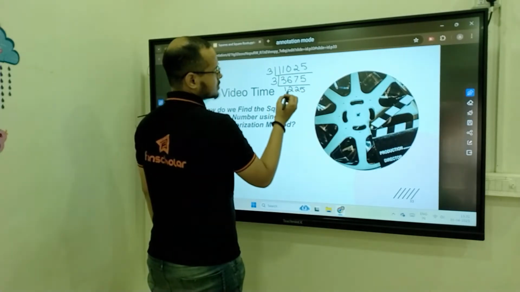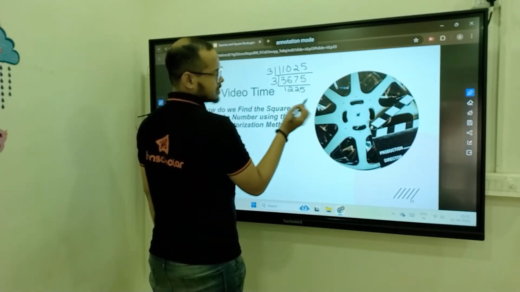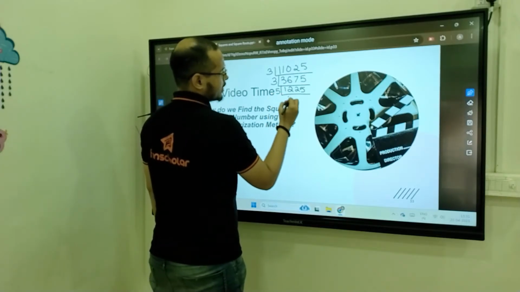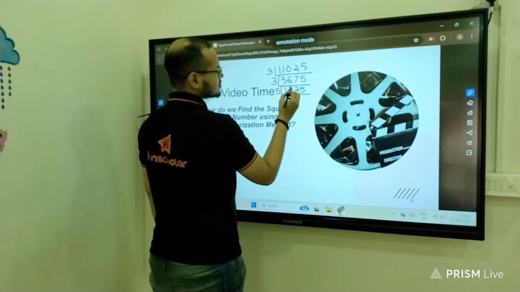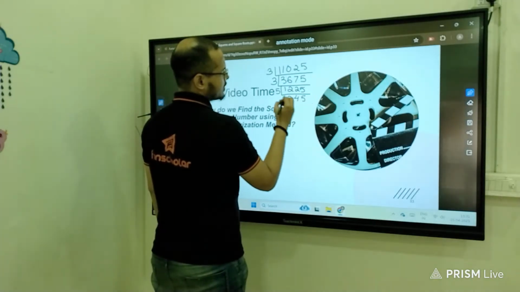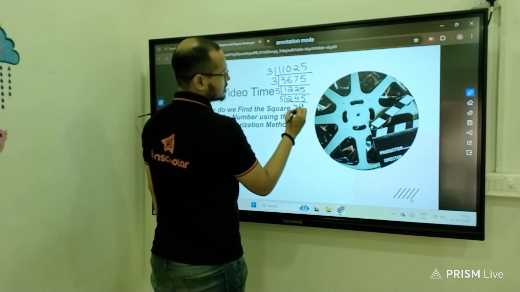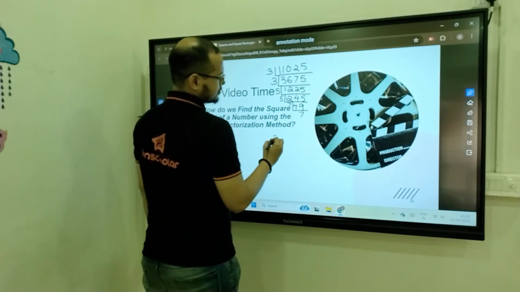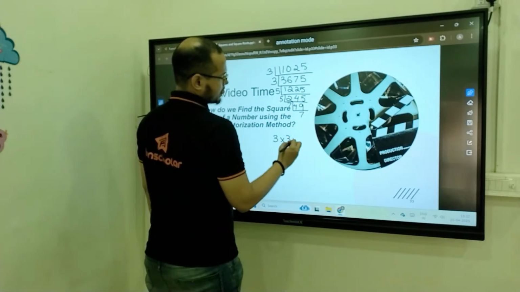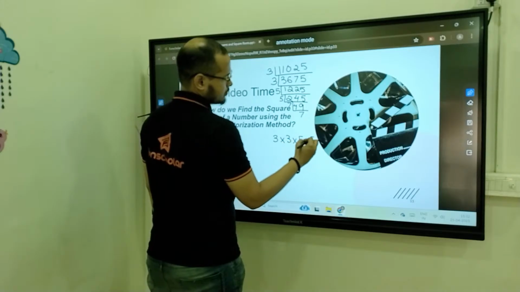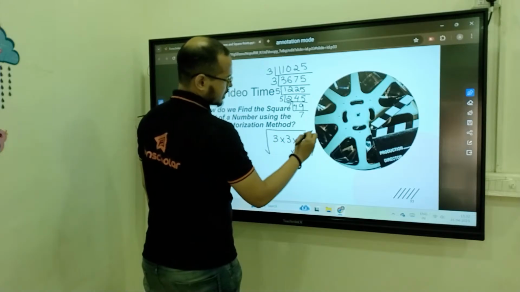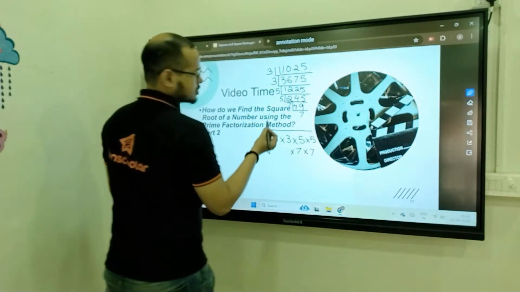Okay. Now let's see for this, 1225. It is not going to be divisible by 3. So let's go for 5. 5 fives are 25, we get 245. Again with 5, we get 49. Then with 7, 7 sevens are 49, and 7 is a prime factor. So 3 into 3 into 5 into 5 into 7 into 7. Whole of this under a radical, or a square root.